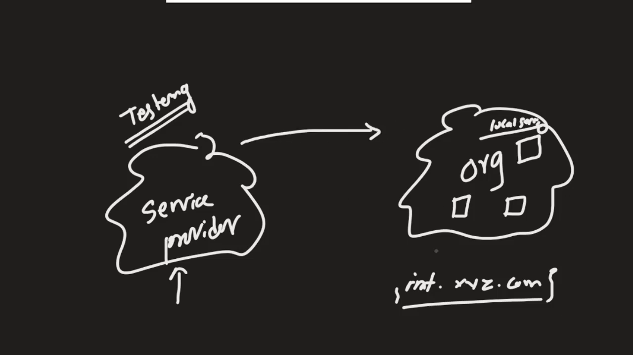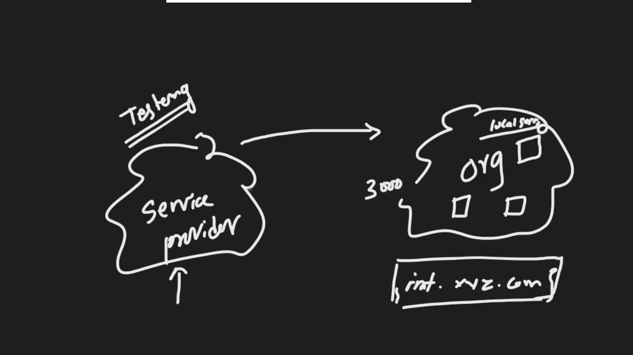So if they try to access this URL, they will get nothing because this domain doesn't exist, right? It is not a public domain, int.xyz.com. So how to fix this problem? One way to fix it is that you can ask this organization to open a port, let's say 3000.